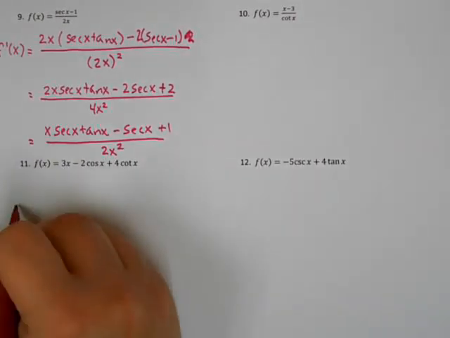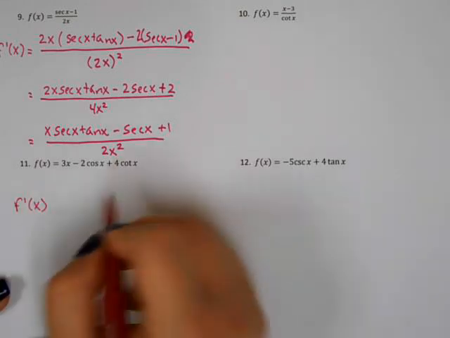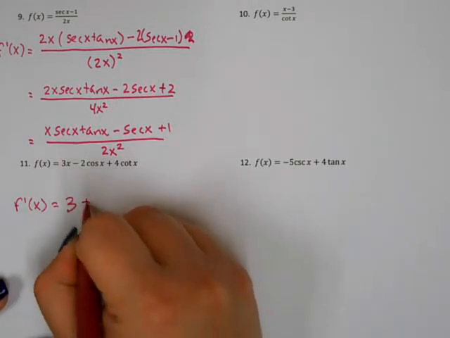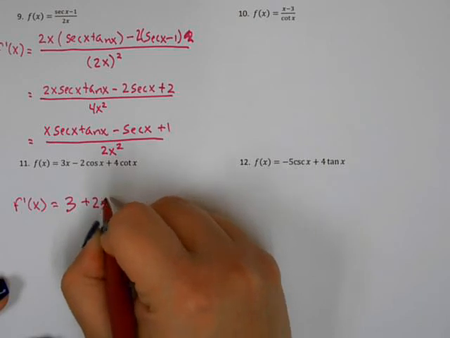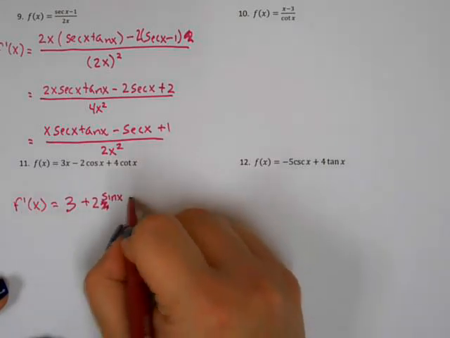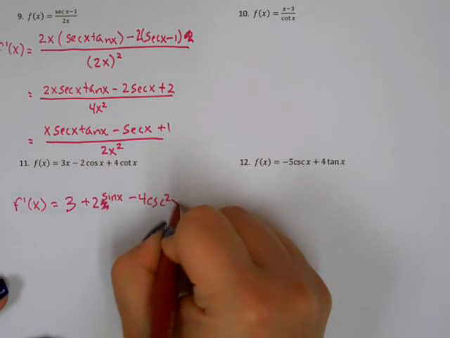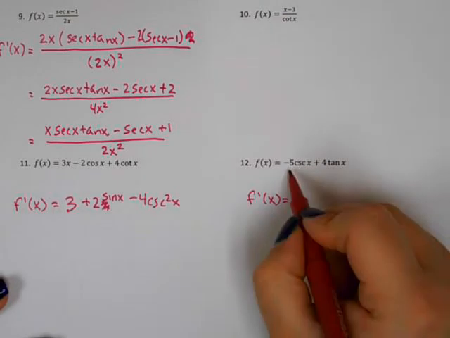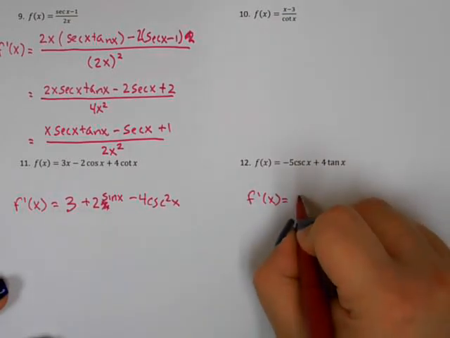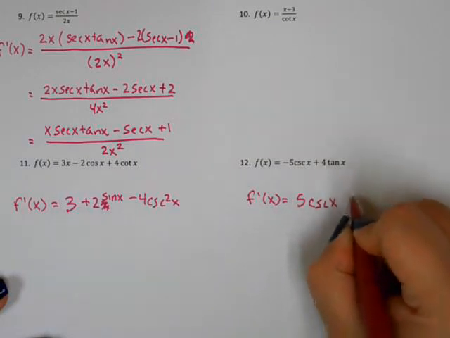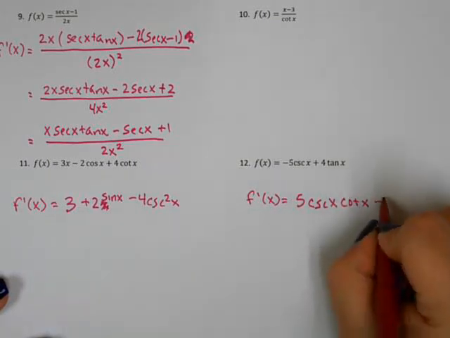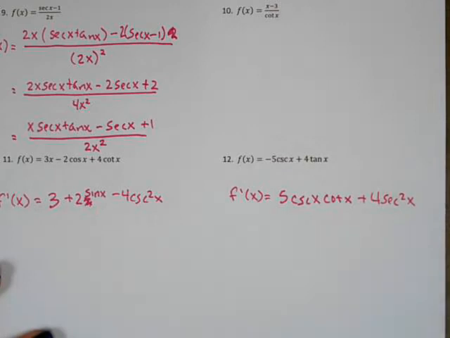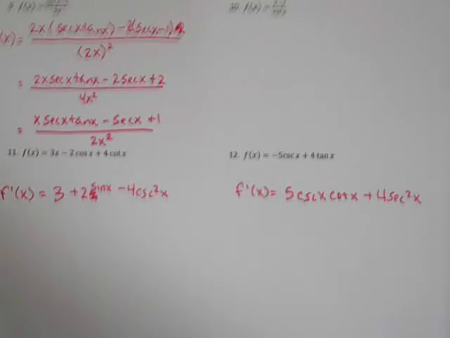11 and 12 are super straightforward. They're just adding and subtracting some things. So derivative of 3x is 3. And then we're going to have plus 2 sine x, oops, sine x, not just x, there we go. And then minus 4 cosecant squared of x. This one is super straightforward. Same with number 12, also super straightforward. Derivative of negative 5 cosecant x is positive 5 cosecant x cotangent x plus derivative of 4 tangent would be 4 secant squared x. All right, so you have to know these rules. It makes everything much, much easier.